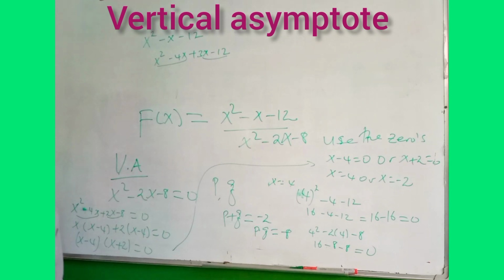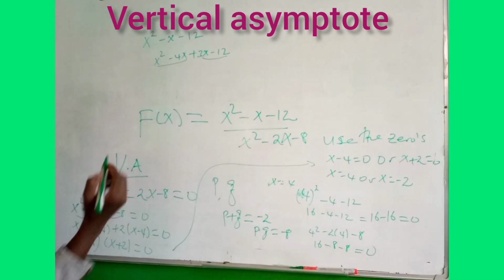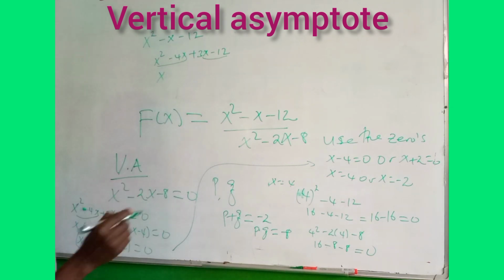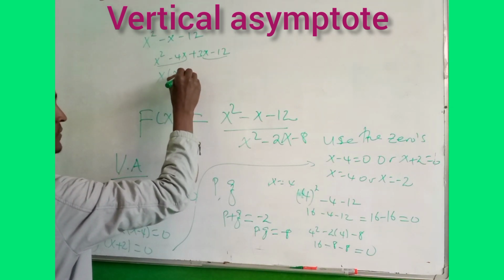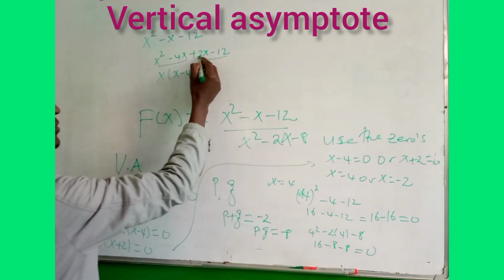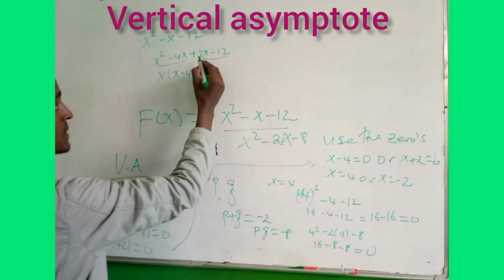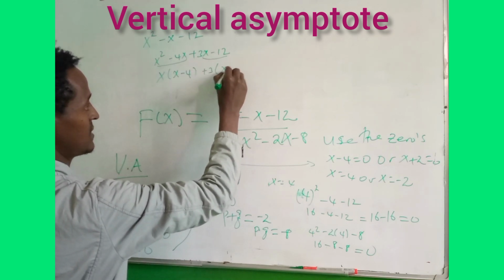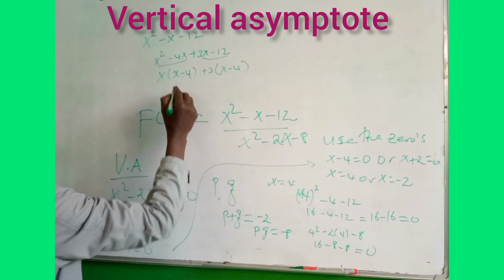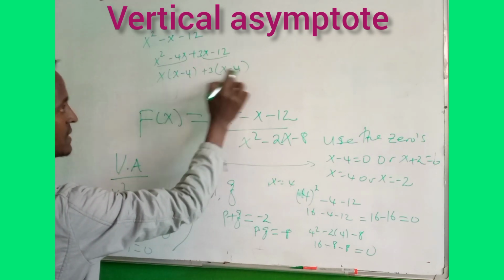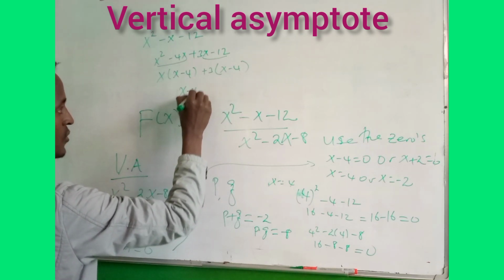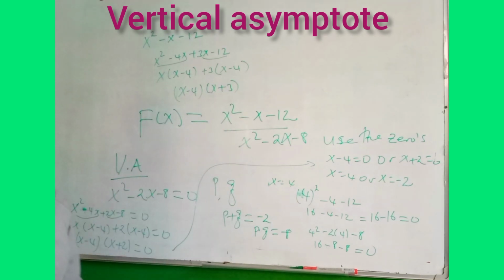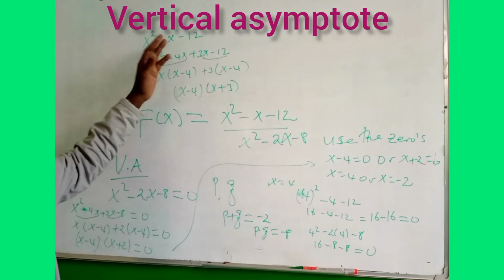After pairing, when we look at what is common for x squared and for minus 4x, it is x, and it will become x times x minus 4. For the other two expressions, the common factor is 3, so it becomes 3 times x minus 4. Finally, look for the common expression, which is here and here also. It is x minus 4, and what is left is x plus 3. So this is the factorized form of x squared minus x minus 12.